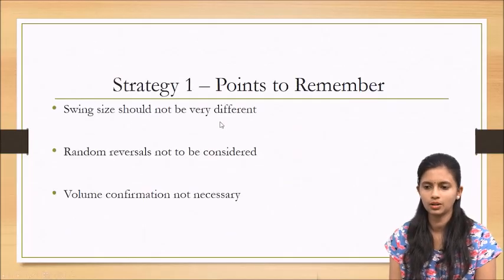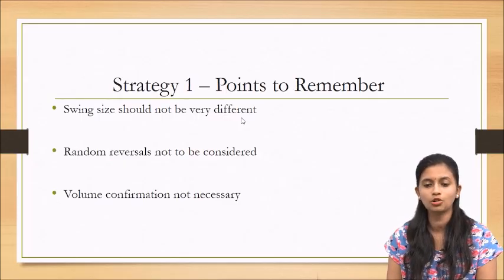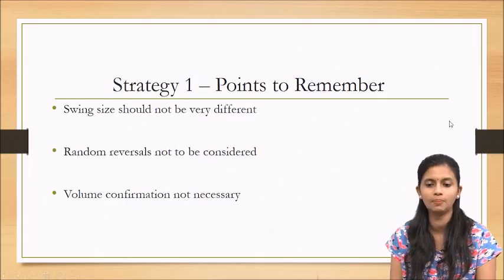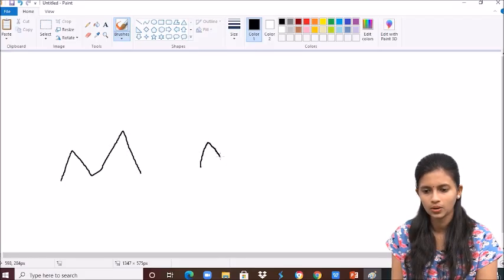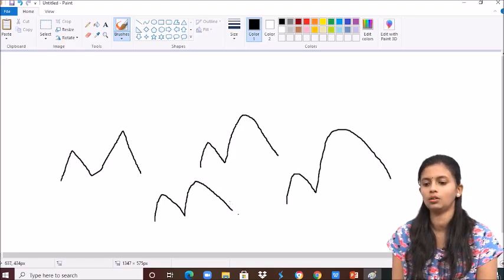Now, what are the points to remember under this? For strategy 1, you should make a note that the swing size should not be very different. When you go for strategy 1, the swing sizes should be the same or at least near. You cannot take one small swing and one large swing and apply strategy 1. It will not work. Swings should be something like this, this is fine. Now if one swing is like this and another one is like this, then this strategy will not work. So it has to be something similar, not too different in size. That is the first thing to be noted.